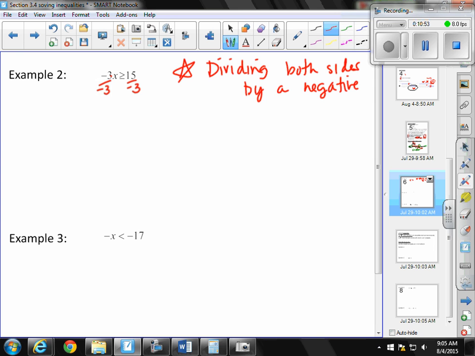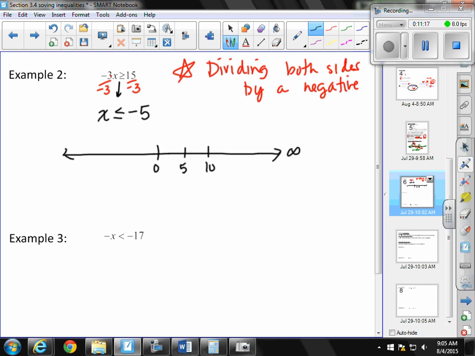So I have to change the direction of the inequality this time. Negative 3 divided by negative 3 is 1 times x is x. I've got to flip this inequality sign. This becomes less than or equal to 15 divided by negative 3 is negative 5. Then I draw my number line. I'm not going to put units of 1 on here this time. I'm going to go by 5s.